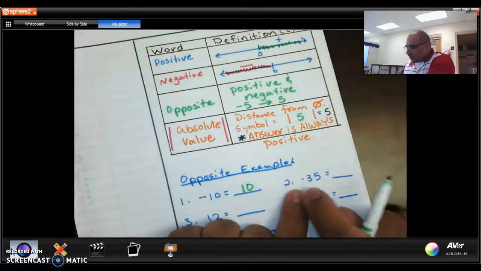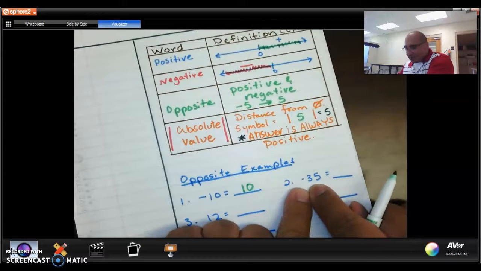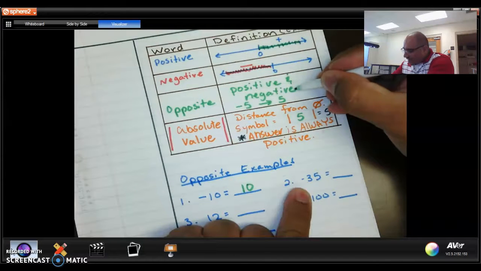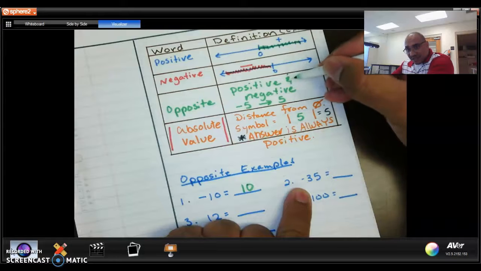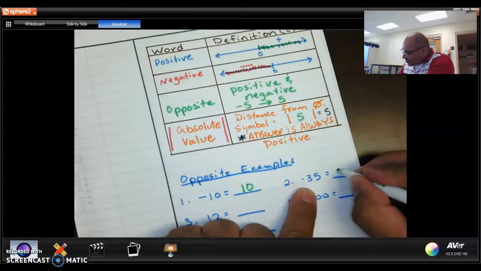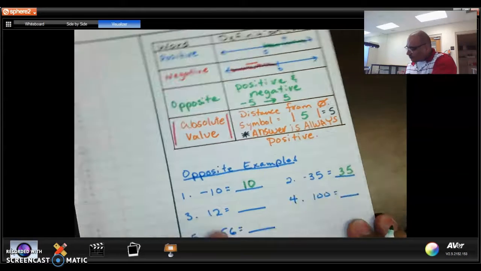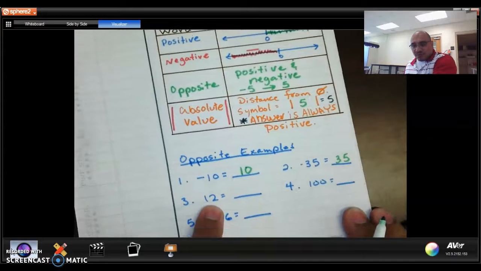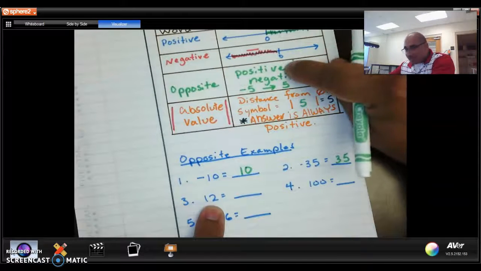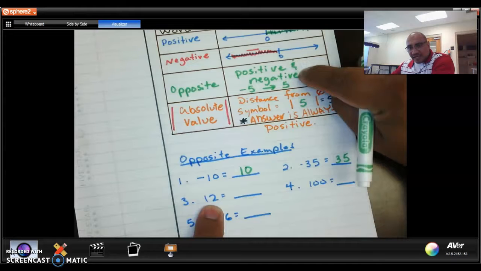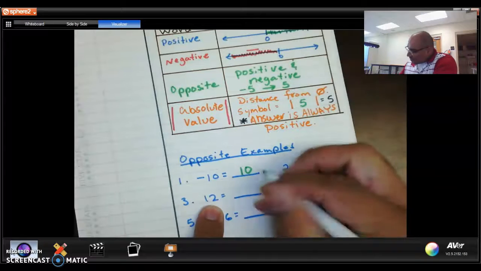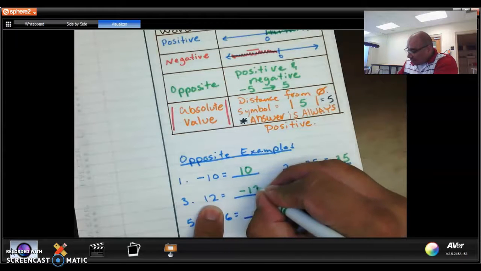For number 2, again, we have negative 35. Well, if I have negative, the opposite is positive, which means 35. For number 3, I have positive 12. Well, the opposite of a positive is a negative. So that means I have negative 12.